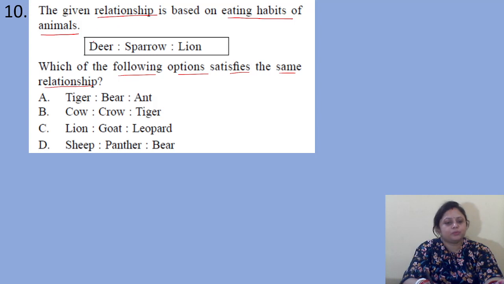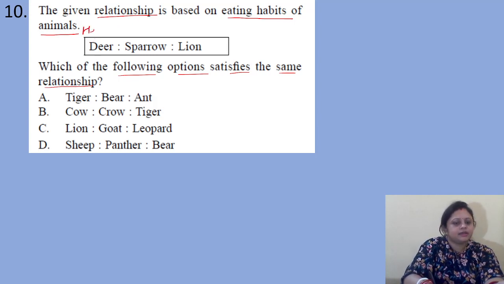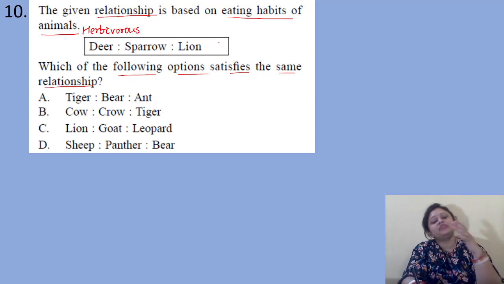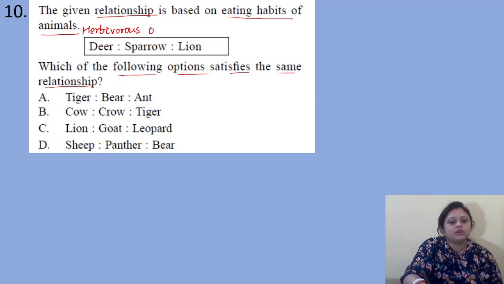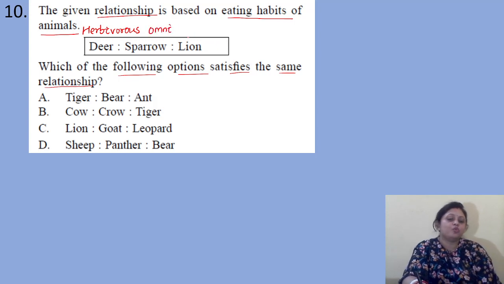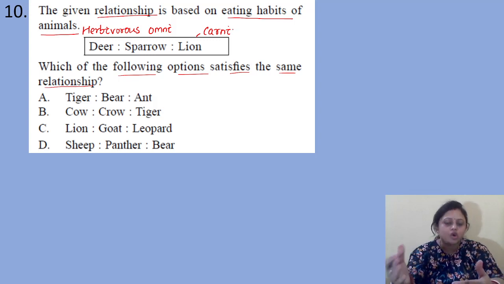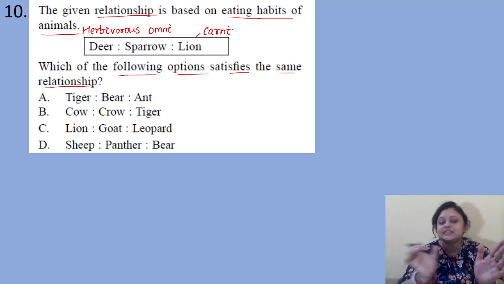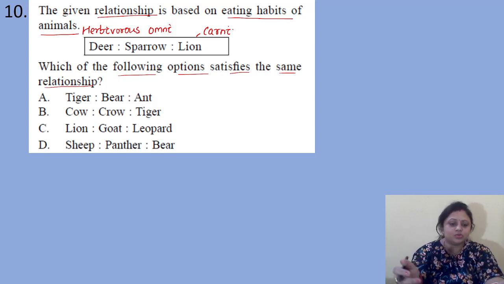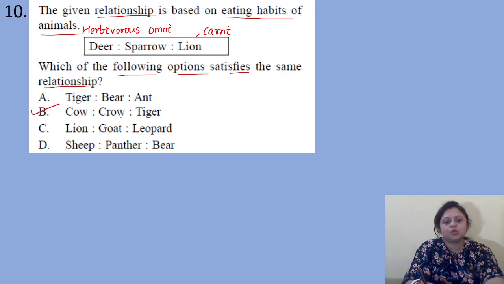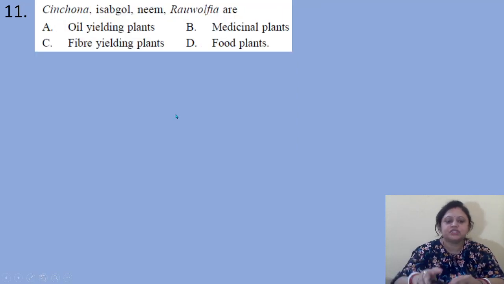So, if we try to understand this one, deer is herbivorous in nature. Do you know what is herbivorous? They feed on plants only. Coming to sparrow, these are omnivorous in nature. Omnivorous, they feed on both plants and animals. And lion is carnivorous. Carnivorous means they feed on other animals. So the sequence is herbivorous, omnivorous and carnivorous. So here the correct option is option B, because cow is herbivorous, crow is omnivorous, tiger is carnivorous. Got it? Coming to the next question.